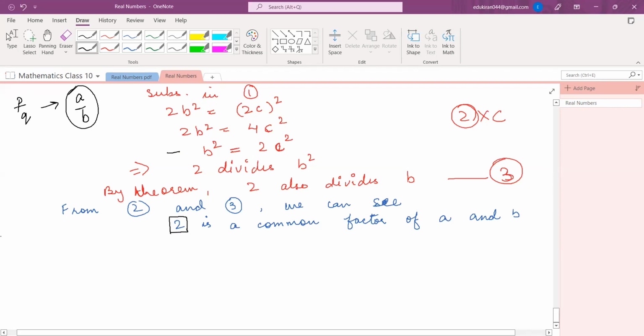So we can just simply write it like this: but this contradicts our assumption. Or sorry, this contradicts the fact, not the assumption, contradicts the fact that A and B have no common factor.